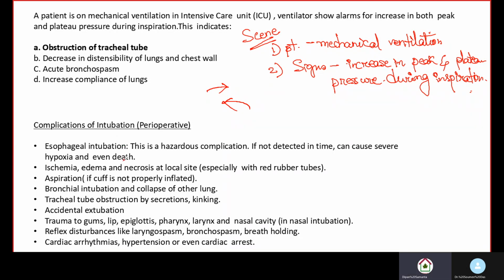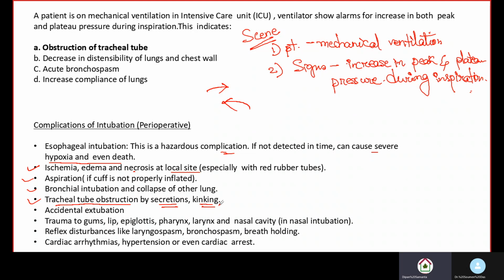So esophageal intubation, you see, this is a hazardous complication, if not detected in time, can cause severe hypoxia and even death. Ischemia, edema, and necrosis at local site, aspiration, bronchial intubation, and collapse of other lung. Tracheal tube obstruction by secretion or kinking.